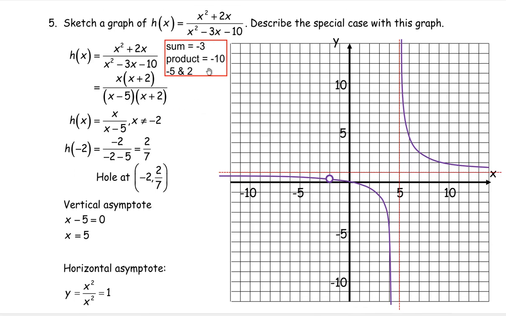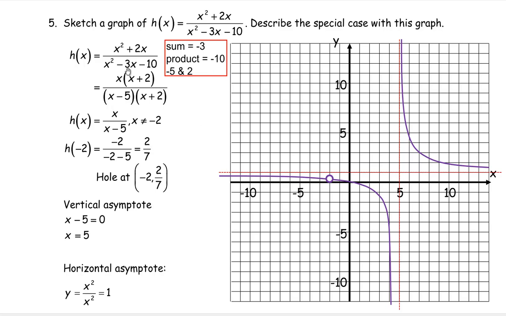For number 5, it says sketch the graph of this function. Now this is the last rational function to sketch here, and describe the special case with this graph. So this function actually will simplify. In the denominator, the x squared minus 3x minus 10 will factor, and that's what this little note is here.